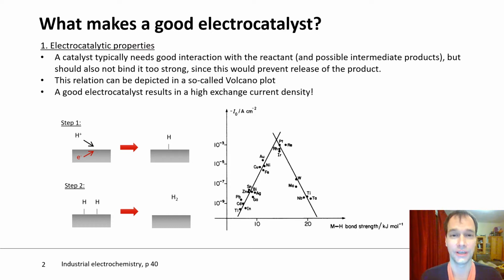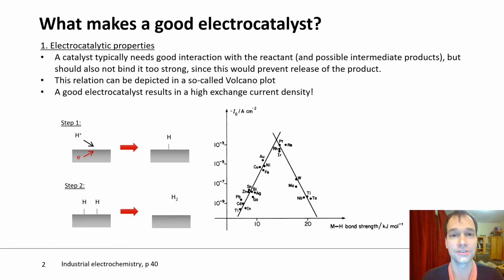Before diving into the equations again, I first would like to discuss what makes a good electrocatalyst, because it's the electrocatalyst that determines whether a reaction is fast or slow. It is the electrocatalyst that determines whether a reaction has a high or a low exchange current density. Now, whether something is a good electrocatalyst really depends on the properties of the metal, because most electrocatalysts are metals, although you can also have, for example, oxides as electrocatalysts.